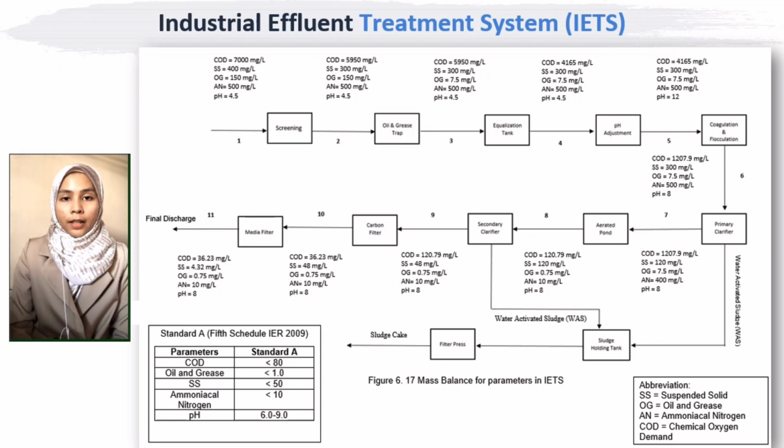The inlet flow rate of the wastewater is about 7,665 kg per hour. The figure shows the mass balance of the IETS, and it clarifies that the values of the parameters of the wastewater effluent meet the Standard A requirement in the IER 2009.